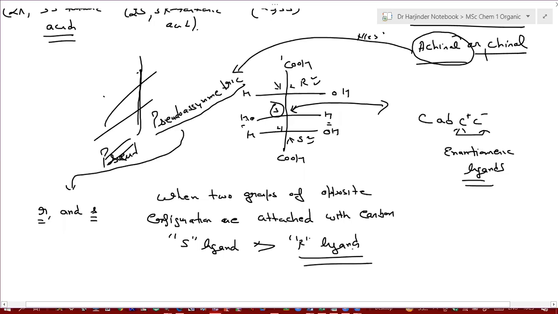Is it clear? Now, what is the configuration over the pseudo-asymmetric carbon? Small r or small s? S will be given preference, so this will be 1, then 2, then 3. It is moving in a clockwise direction. The lowest priority group is above the plane, so it is small r.